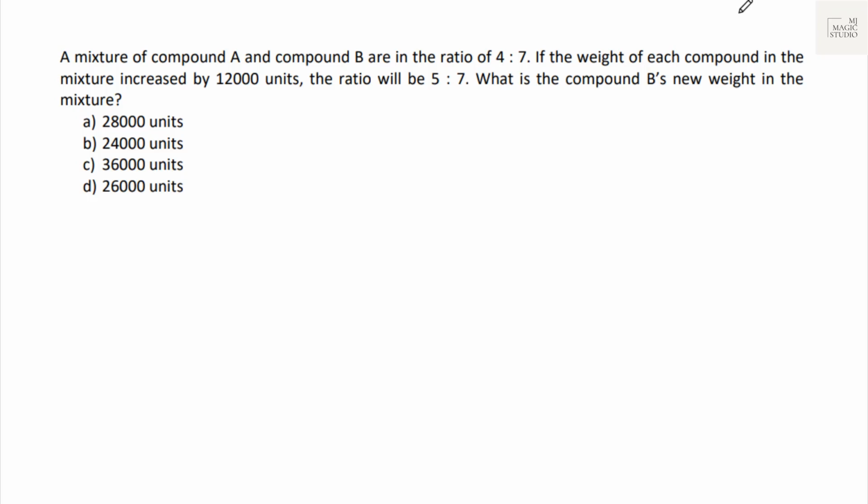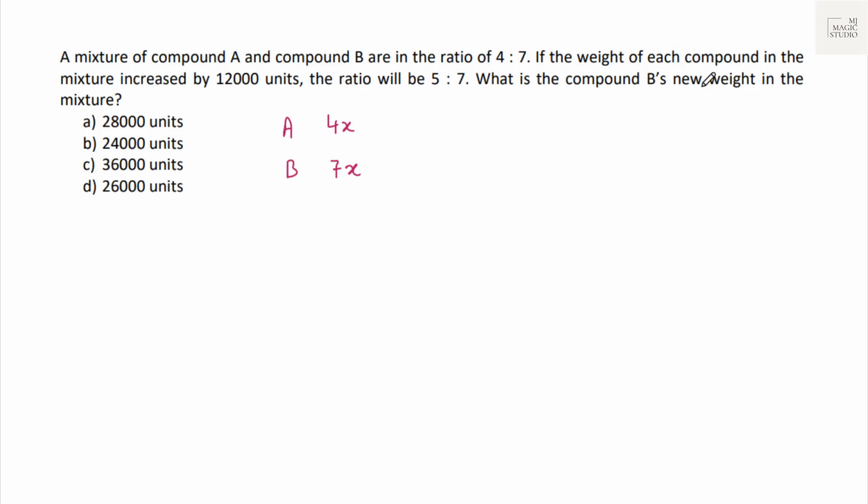Let's start the drill. The first one is on your screen. Give it a try. I said that the majority of the mixtures and alligation questions are from ratios and proportion only. We are starting with the very basic question which was asked. A mixture of compound A and B are in the ratio of 4:7. That means for A and B, their weights are in the ratio 4:7. So their content should be 4x and 7x.